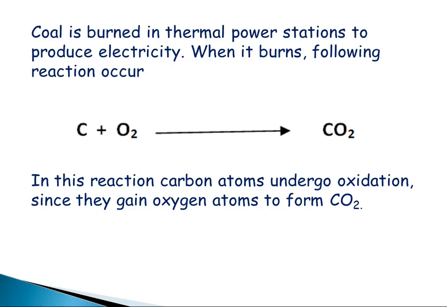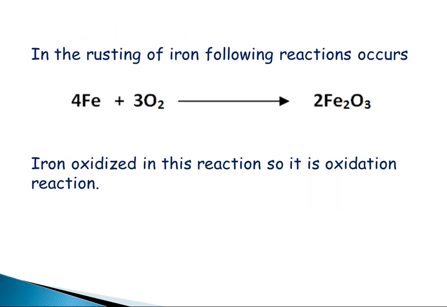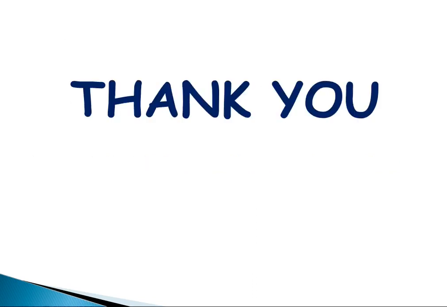Third example is coal burned in thermal power stations to produce electricity. When it burns, the following reaction occurs. C plus O2 gives CO2. In this reaction, the carbon atom undergoes oxidation since it gains oxygen atoms to form carbon dioxide. In the rusting of iron, the following reaction occurs. 4Fe plus 3O2 gives 2Fe2O3. Iron is oxidized in this reaction, so it is an oxidation reaction. Thank you.